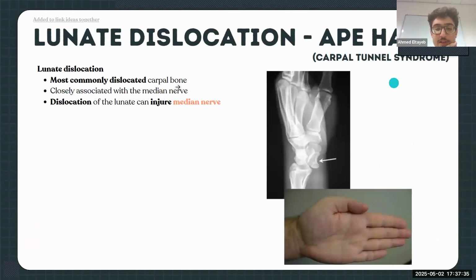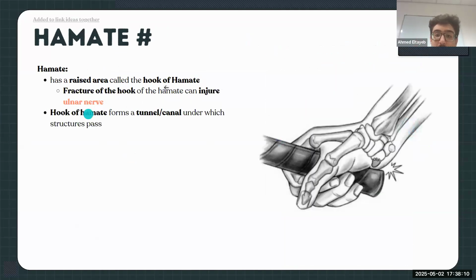Let's talk about each single bone's clinical significance. We're gonna discuss lunate, hamate, and scaphoid. The lunate is the most commonly dislocated bone of your carpal bones, okay? And lunate is closely associated with the median nerve. So if we have a dislocation, it's gonna affect the median nerve. Now we call this carpal tunnel syndrome. Okay? So what is the most commonly dislocated bone, Ahmed? It's the lunate.